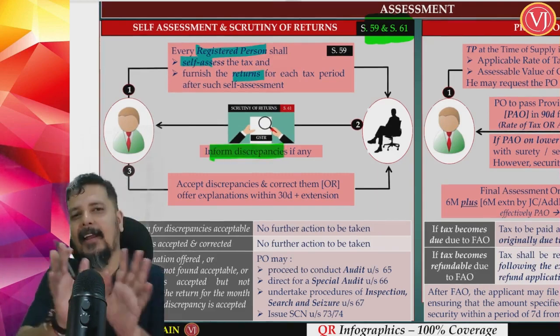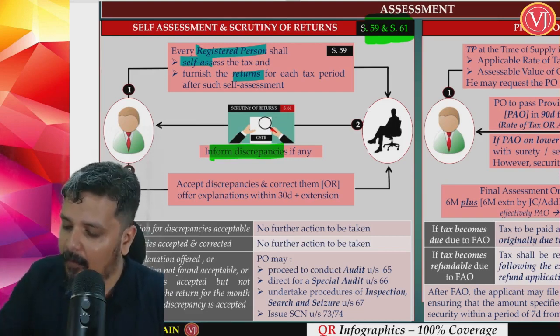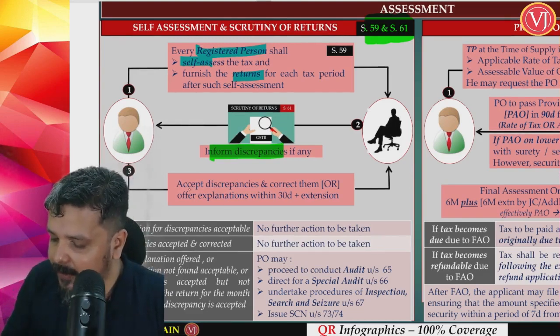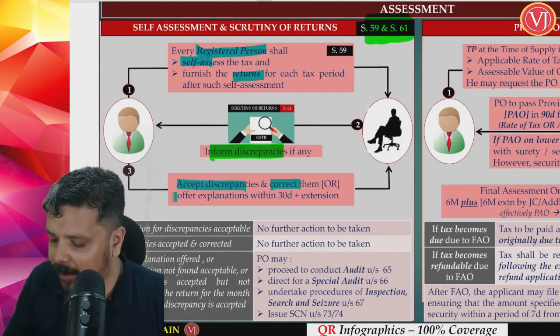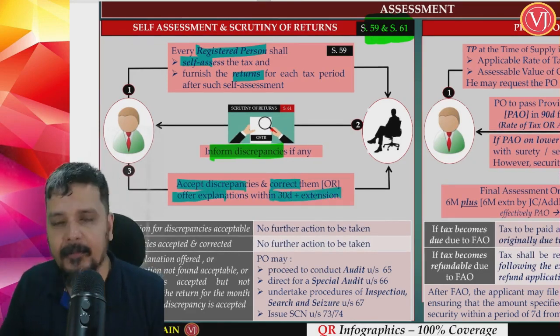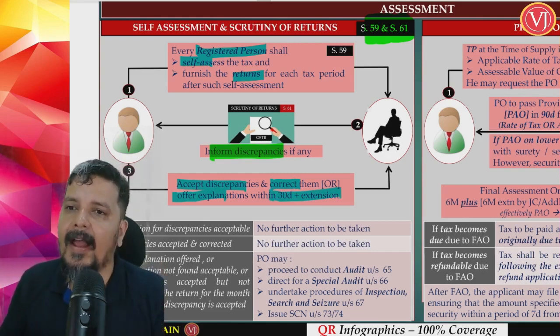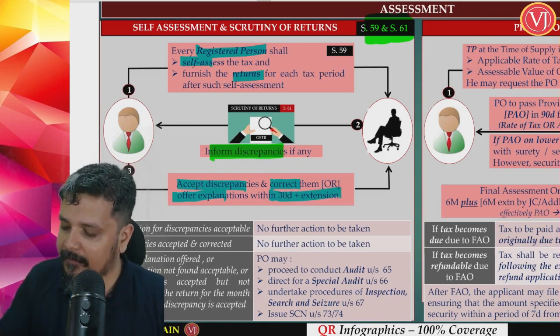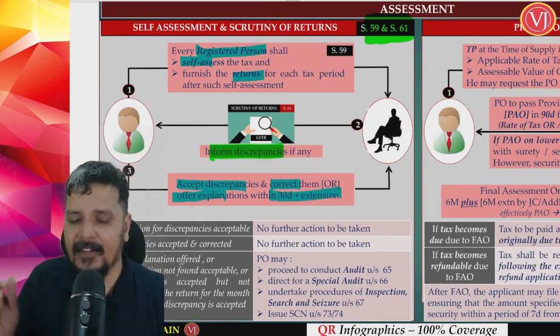Now the officer might find some discrepancy. He might think that there are some details which are not given correctly. So he'll inform the discrepancies. What does the assessee have to do? Either accept the discrepancy or correct them or offer an explanation within 30 days plus extension. He has to take an action within 30 days plus extension. What possible actions will be there? First possible action: he is accepting and correcting the mistake, the chapter is closed there.